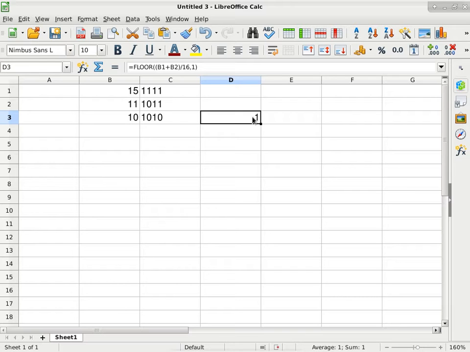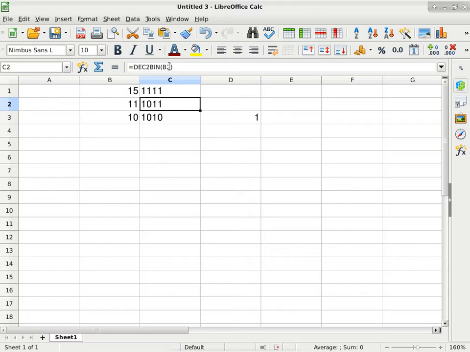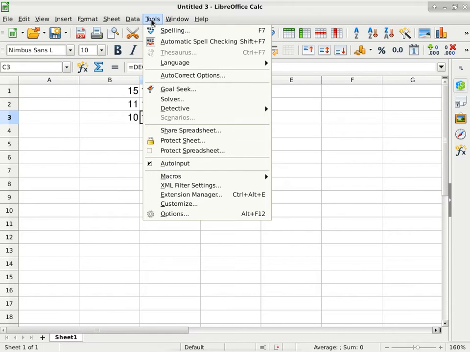Yep, that's right. And you can force these to use exactly 4 bits, just in case, so you end up with leading zeros if you end up with some other values. And with this, you can go to tools, and I think there's a way to automatically regenerate the random numbers. So I think there's a way to refresh.